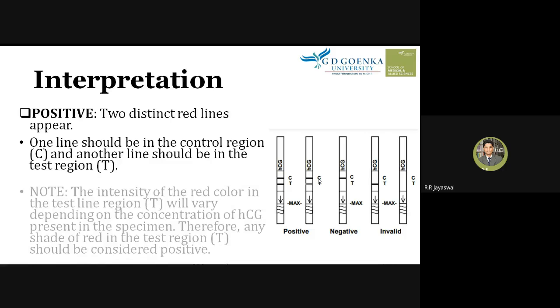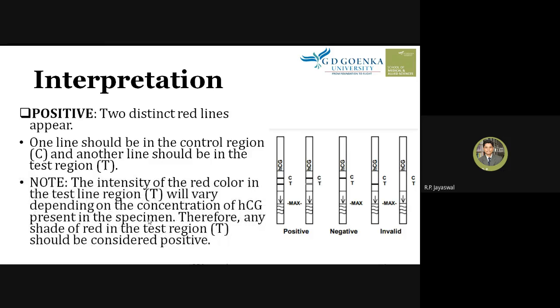Okay. Note, the intensity of the red line in the test region will vary depending on the concentration of HCG present in the specimen. So the test line intensity, meaning the color, the dark band, the dark line in the test region, may vary because of the variation in the concentration of HCG in the sample. Therefore, any shade of red in the test region should be considered positive. So any type of line, either light or dark, which appears in the test region of the strip is considered a positive sample.